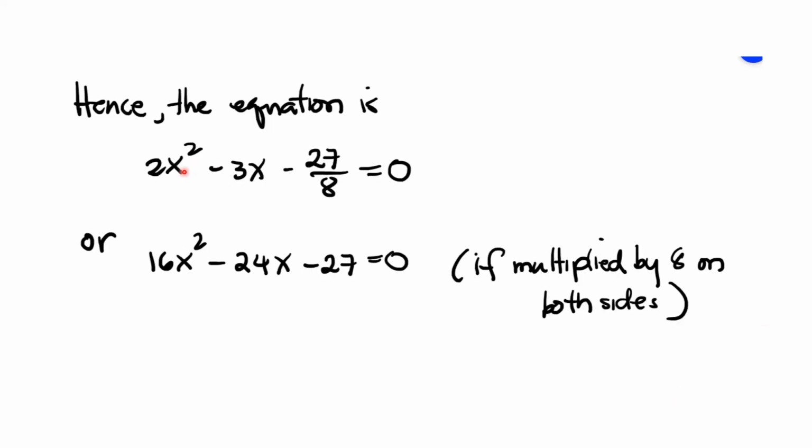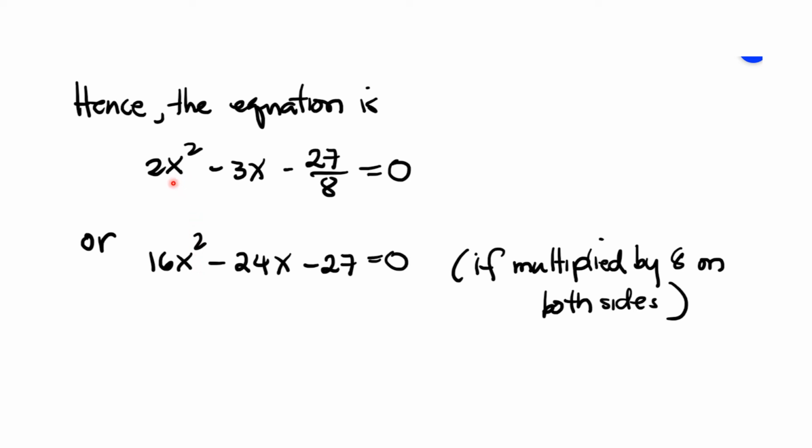Therefore, the equation becomes 2x squared minus 3x plus the missing value, and the missing value that we obtained, the c, is negative 27 over 8, equal to 0. So this completes the equation. If you want to simplify this by removing the fraction, we can multiply both sides by 8. 8 times 2 is 16. 8 times negative 3 is negative 24. 8 times negative 27 over 8 is negative 27, equals 0. So these two are equivalent.